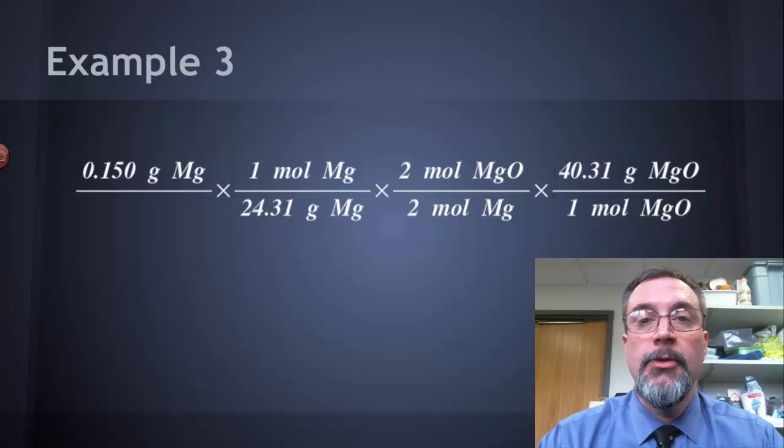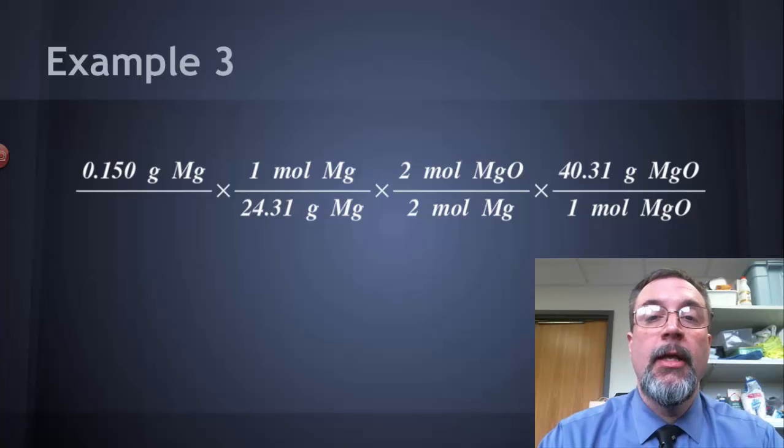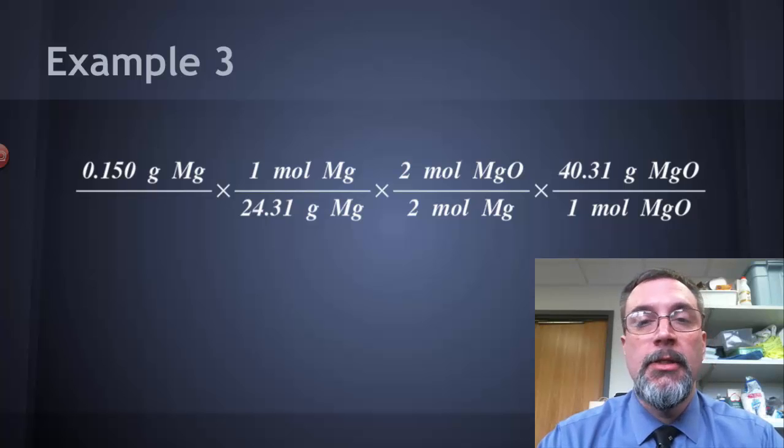And so to go from moles to mass, I need the molar mass of MgO, which is 40.31 grams. So it's really two one-step mole calculations with the mole ratio in between, joining them together. That's really all this is.